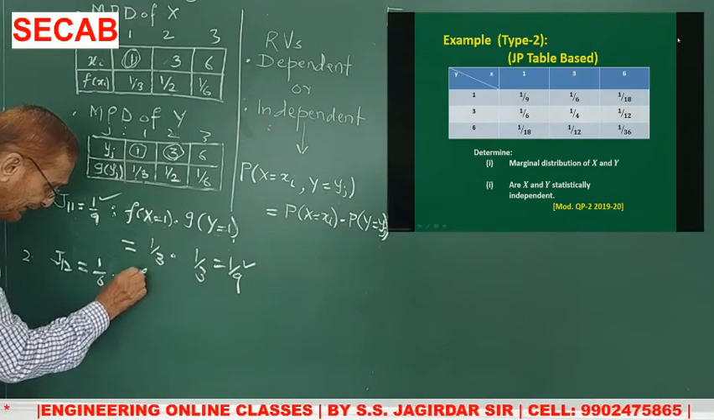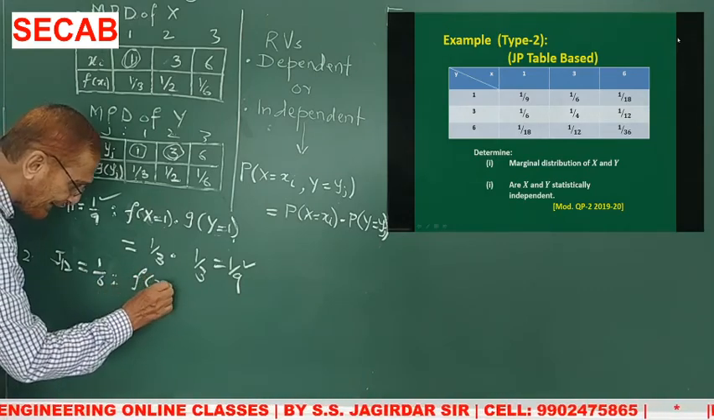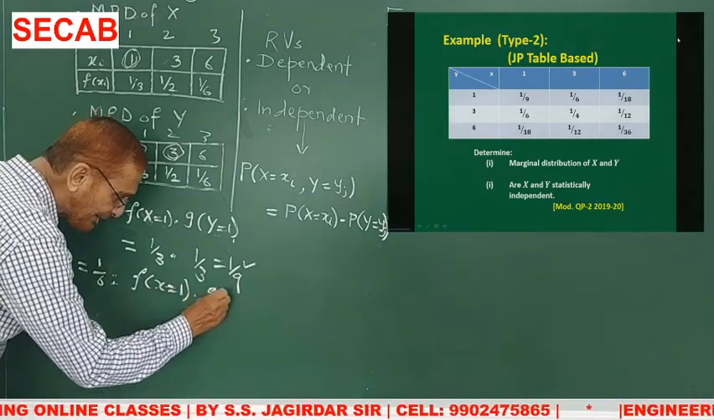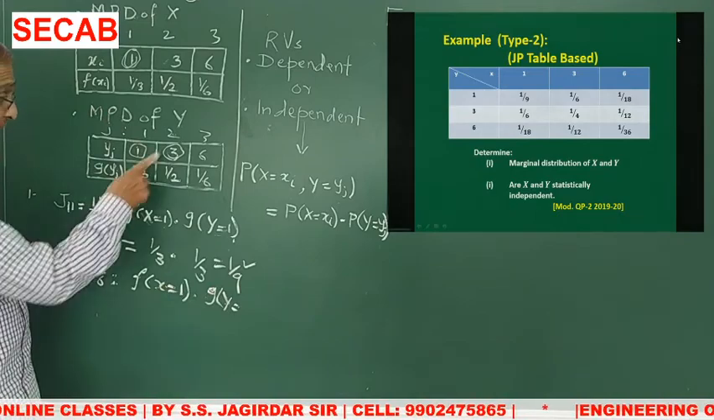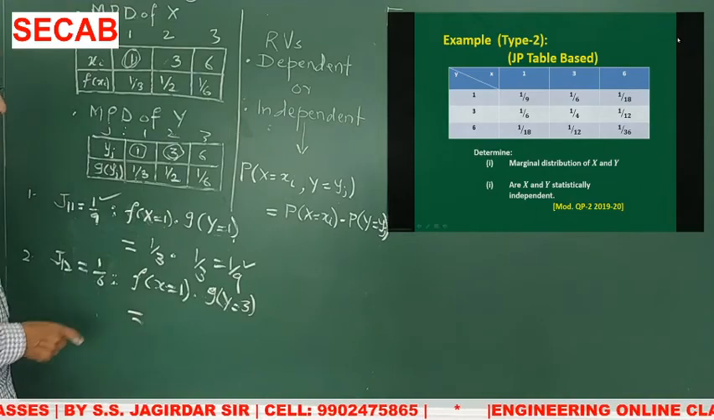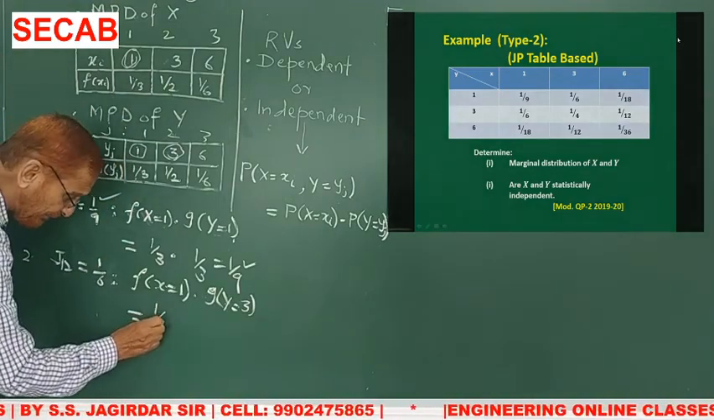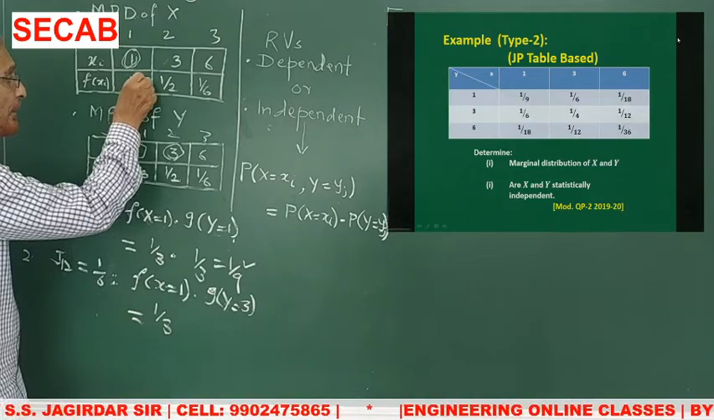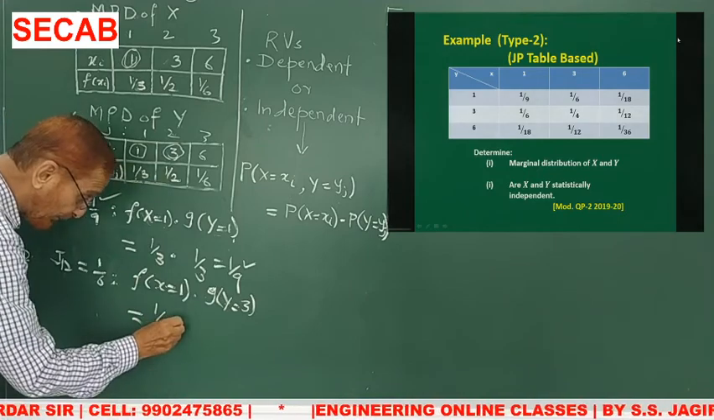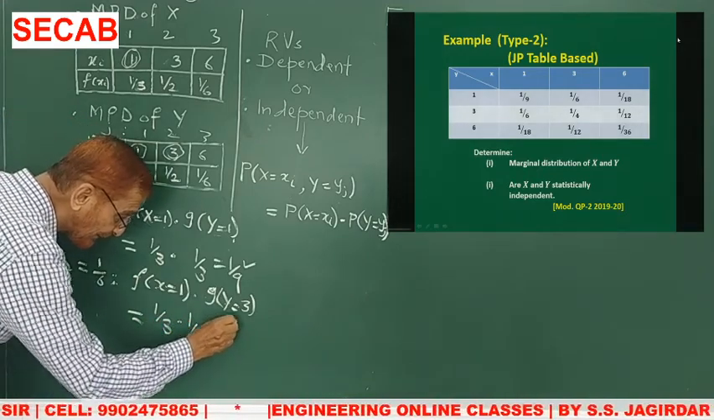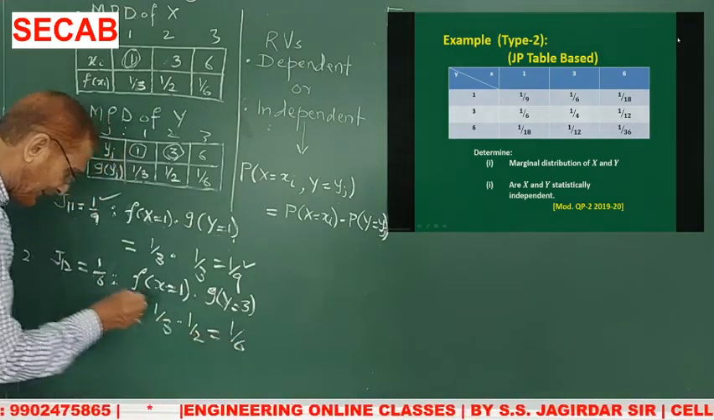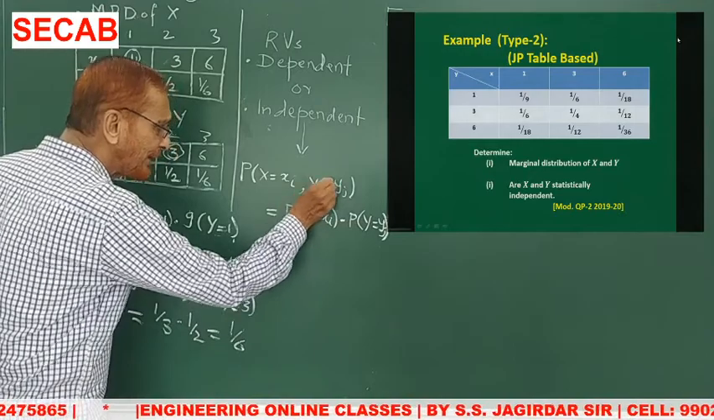So let us calculate when f of x, means X is again equal to 1, into G of y for the second value, which is 3, when Y is equal to 3. So what do you get here? When X is equal to 1, it is 1 upon 3, and when Y is equal to 3, it is 1 upon 2. And you can see that the answer is 1 upon 6. You can compare that, yes, it is also 1 upon 6, the same as the listed value.